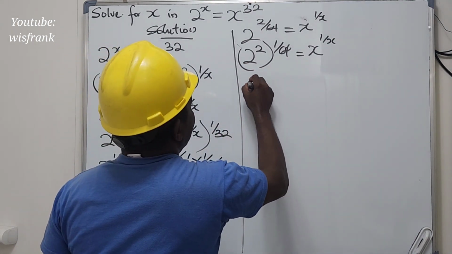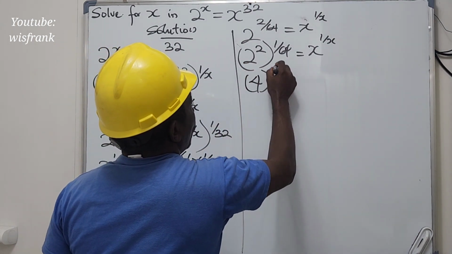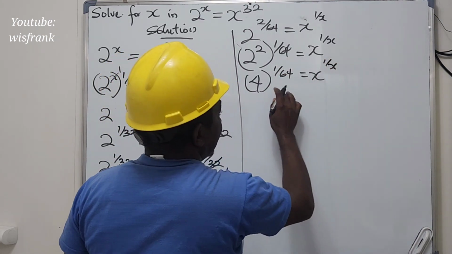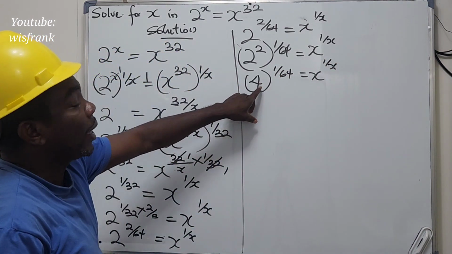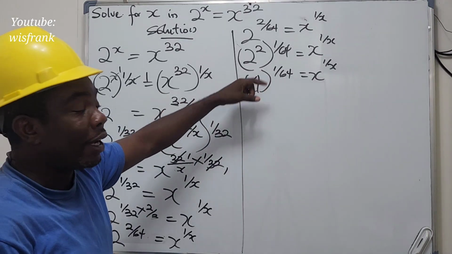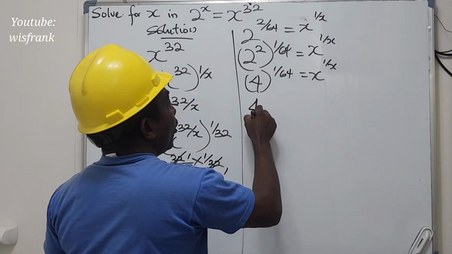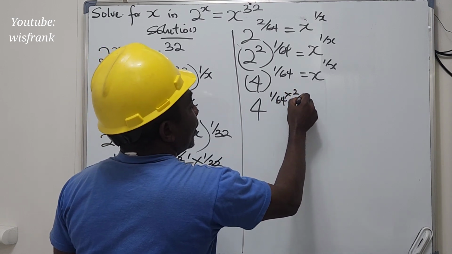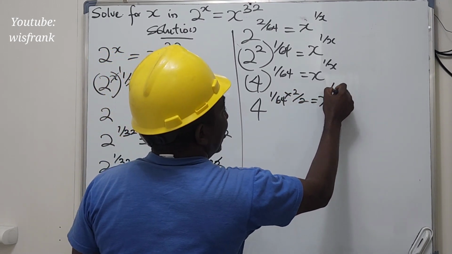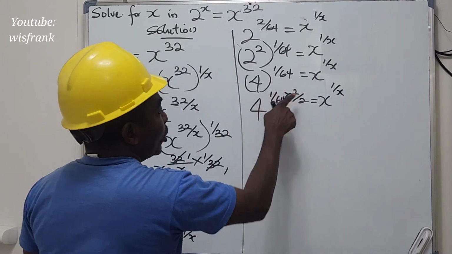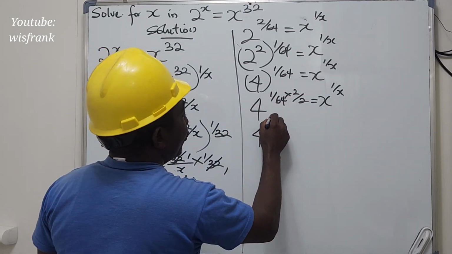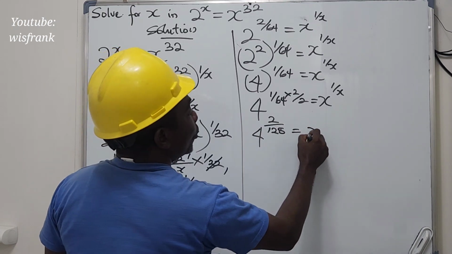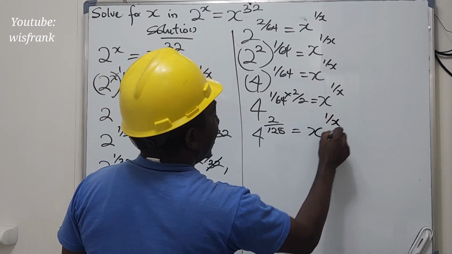So this can be written as 4 to the power of 1 all over 64 equals x to the power of 1 all over x. So doing that, we can take another 1, that is 2 over 2. So this will become 4 to the power of 1 all over 64 times 2 over 2 equals x to the power of 1 all over x. We can multiply here. We have 4 to the power of 2 all over 128 equals x to the power of 1 all over x.